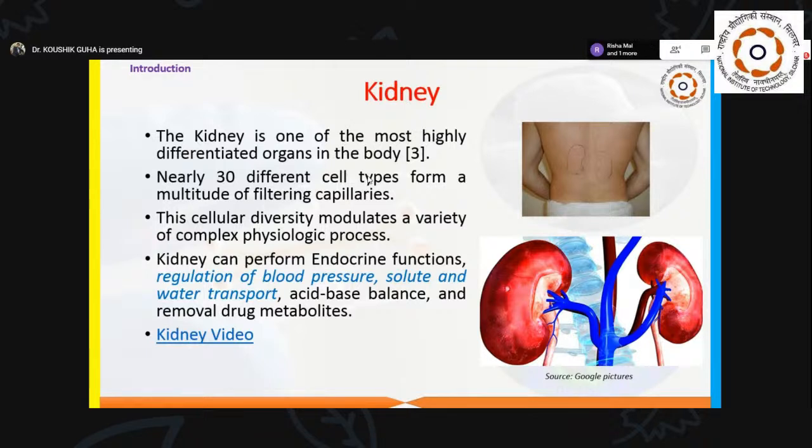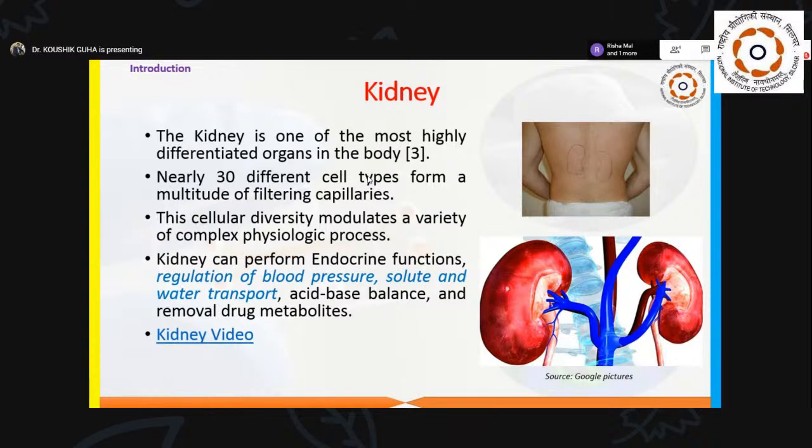The proper amount of solute and water should be transported to every cell, otherwise the cells will die. If the cells die, it comes out in the form of acute kidney failure or kidney disease. Acid-base balance is another function. And then the removal of drug metabolites.